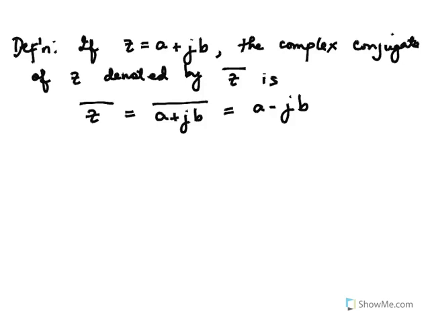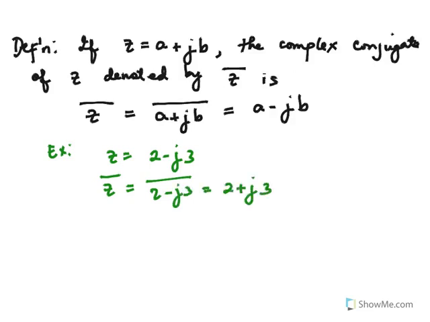So getting the complex conjugate of a complex number is simply changing the sign of the imaginary part of a complex number. So for example, if z is equal to 2 minus j3, then the complex conjugate of 2 minus j3 is equal to 2 plus j3.